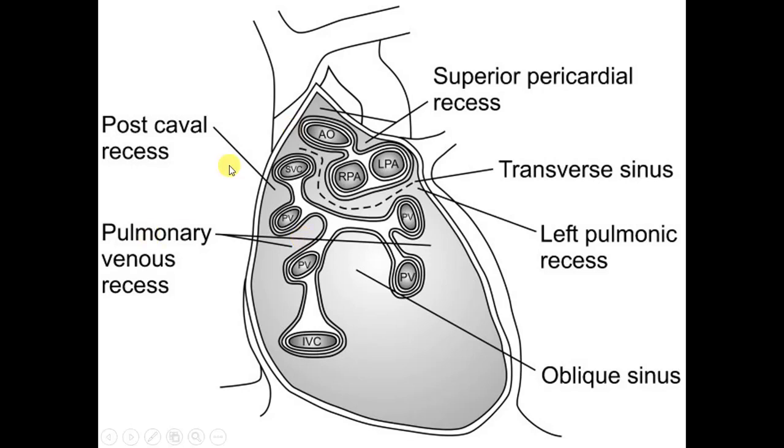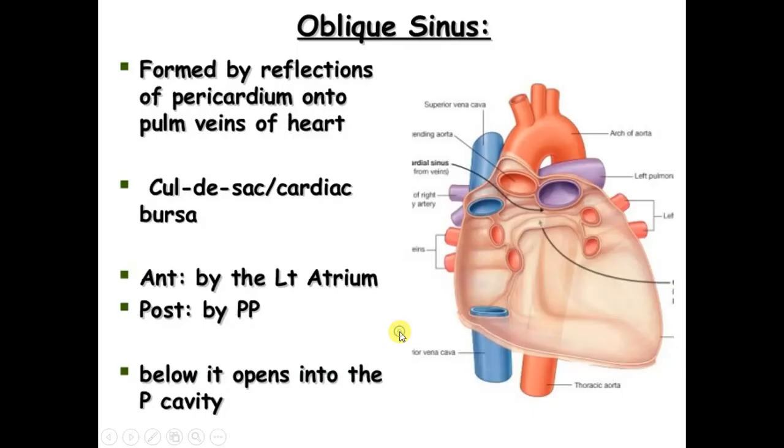So here we see postcaval, meaning behind the superior vena cava a recess is formed, which is named the postcaval recess. And the pulmonary veins are also forming a recess between the two pulmonary veins. Here are the pulmonary recesses. In this way, we can say that this oblique sinus is also a big recess, but because it is bigger, it acts like a sinus in which one end is opening into the pericardial cavity.